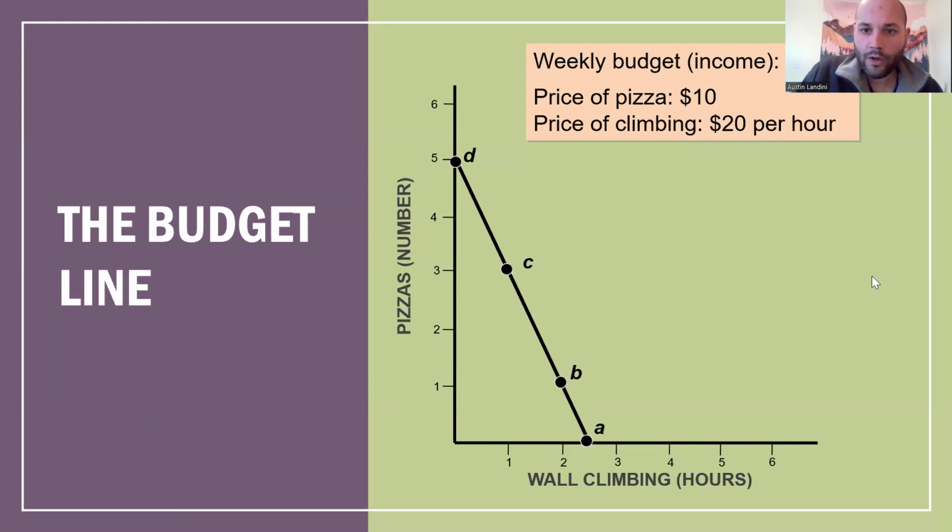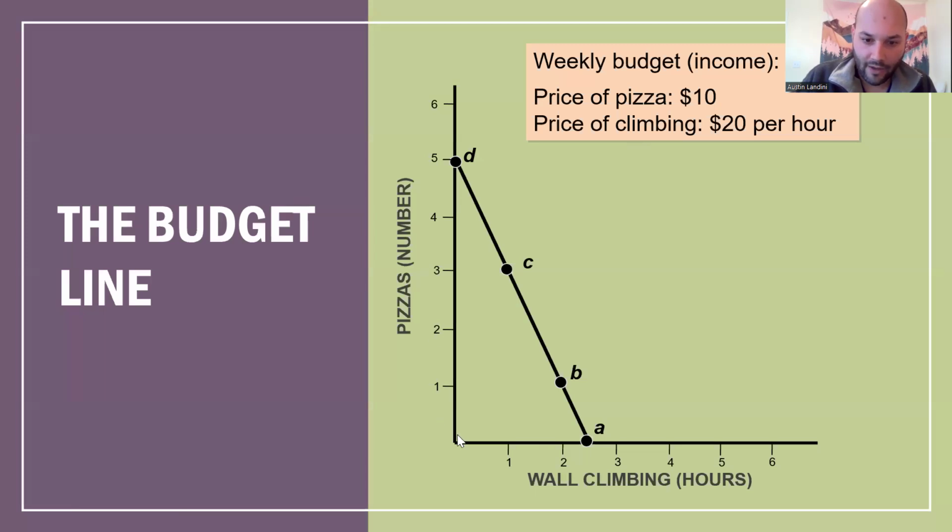All right, we've got two goods. We have pizza and wall climbing. Our axes show us if this consumer purchases only pizza or only wall climbing, how many can they purchase? And also, what are the combinations that they can purchase with their income? So their income is $50. The price of pizza is $10.